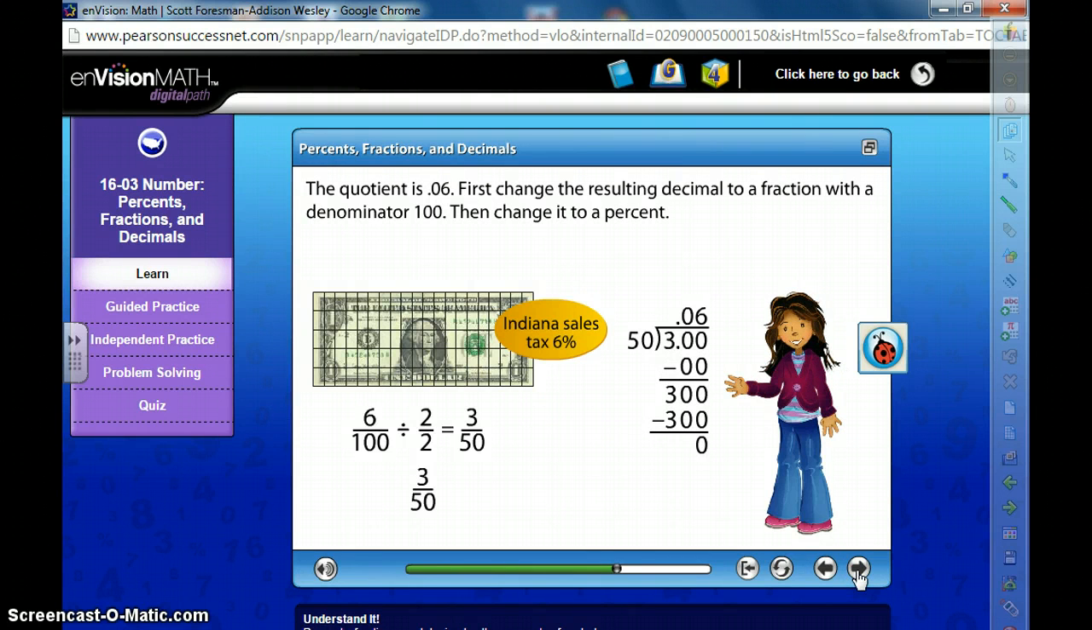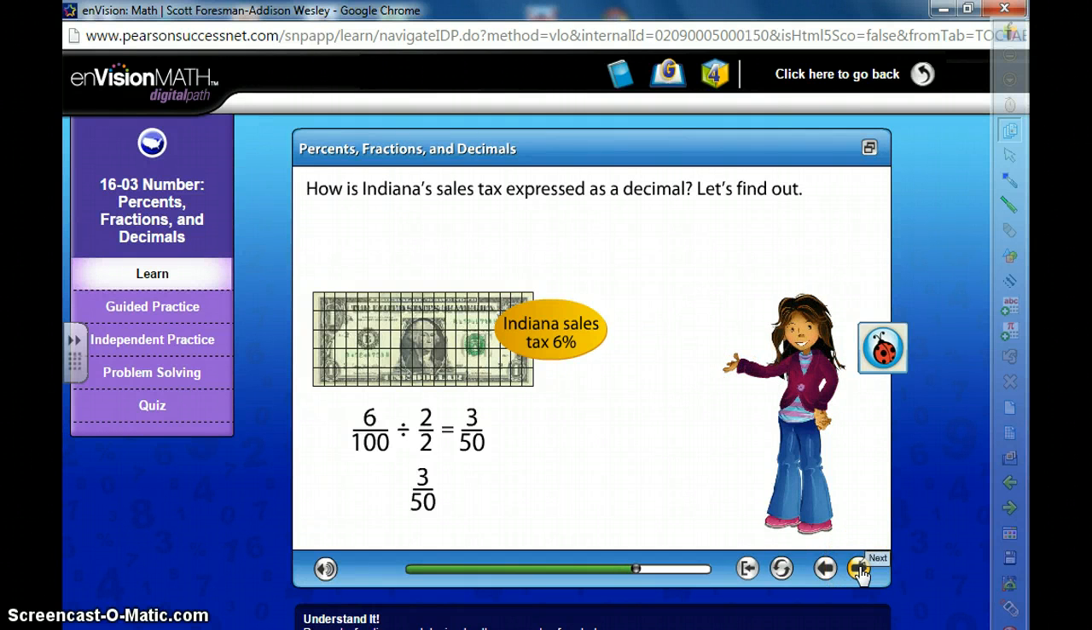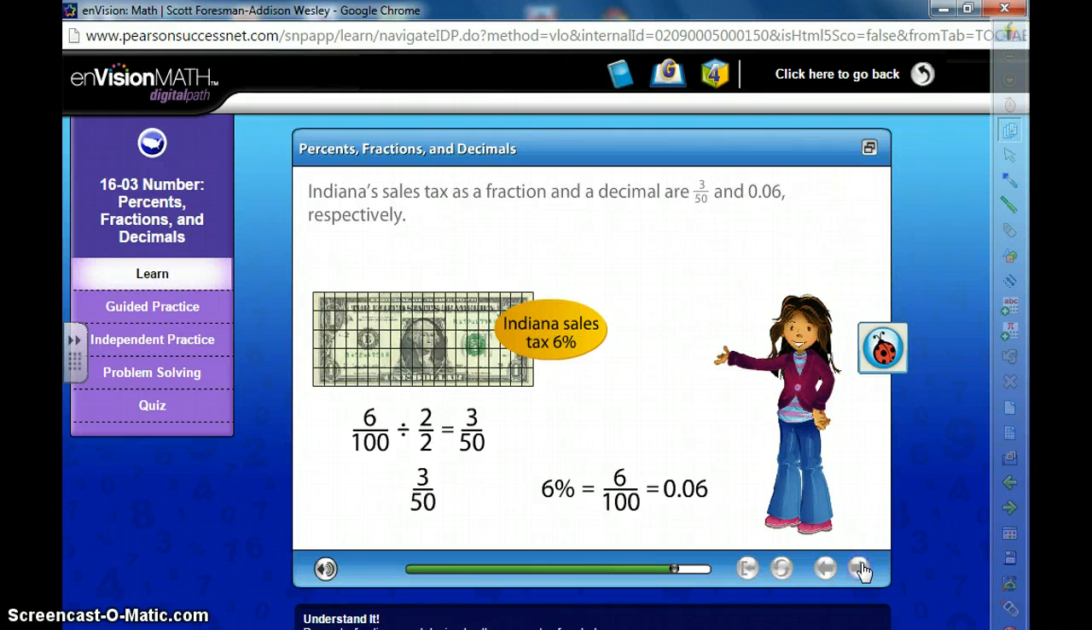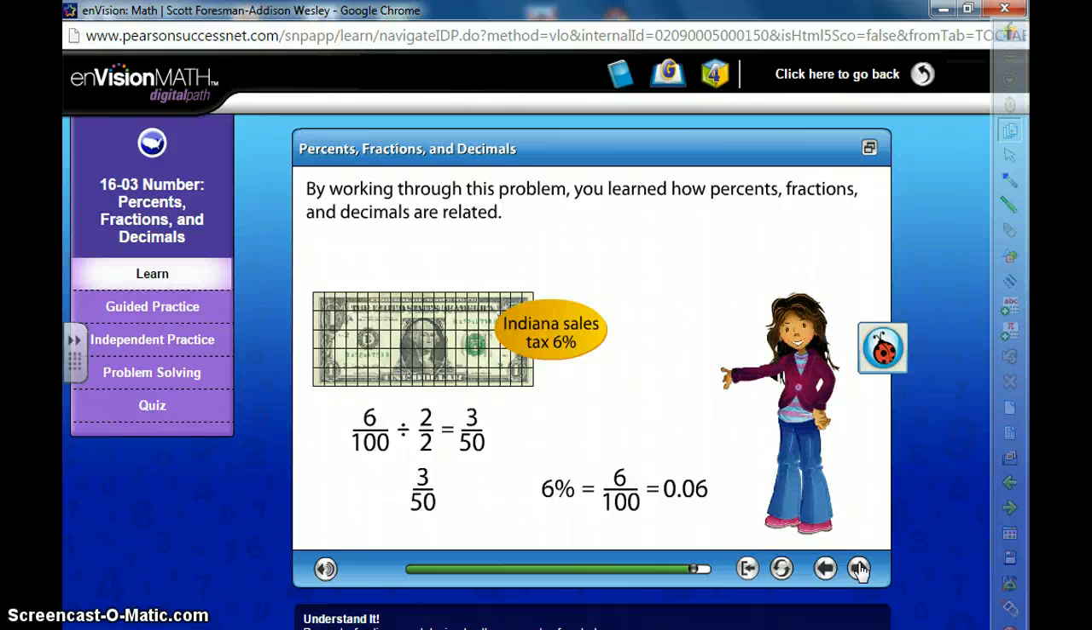The quotient is 6/100. First, change the resulting decimal to a fraction with a denominator of 100. Then change it to a percent. How is Indiana's sales tax expressed as a decimal? Let's find out. To change a percent to a decimal, remove the percent sign and move the decimal point 2 places to the left. Indiana's sales tax as a fraction and a decimal are 3/50 and 0.06. By working through this problem, you learned how percents, fractions, and decimals are related.